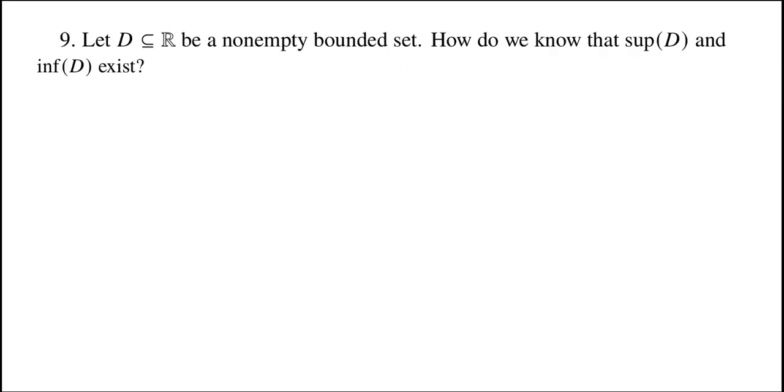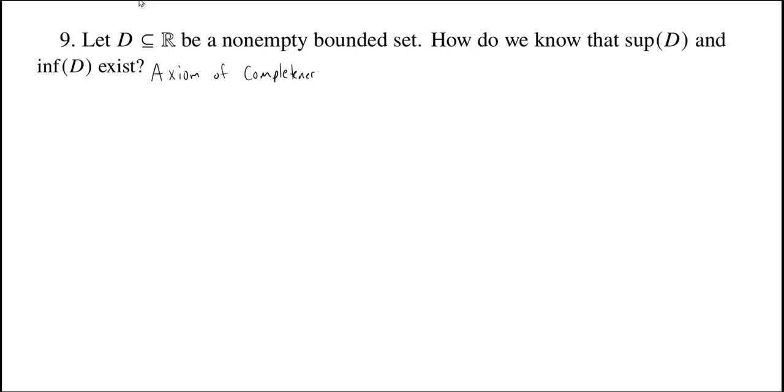Okay, so here in problem 9, we're given, again, a bounded subset of the real numbers, and we're asked, how do we know that the supremum and the infimum exist? And the answer is, quite simply, this is the axiom of completeness.